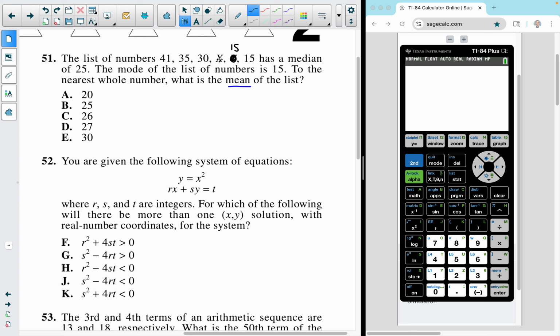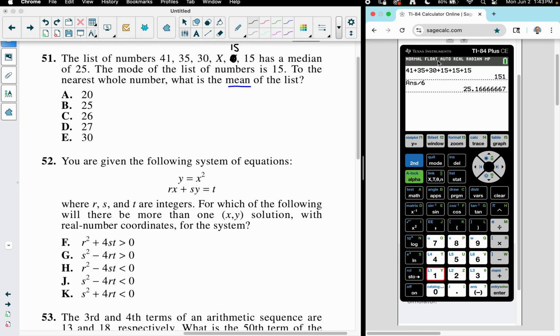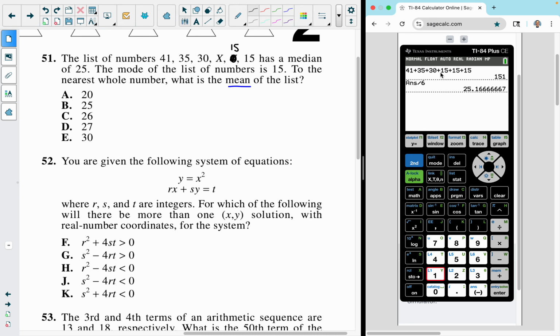If this is also 15, which includes the mode here, then my mean would be 41 plus 35 plus 30 plus 15 plus 15 plus 15. Then I would divide that by 6. And my mean is 25, but the median of 30 and 15, so I do 30 plus 15 divided by 2. That is not the correct median. I need 25 as the median.